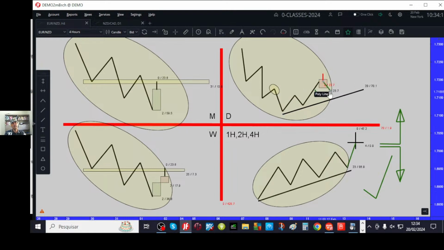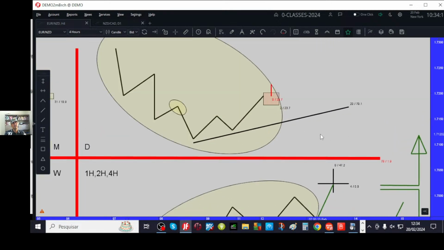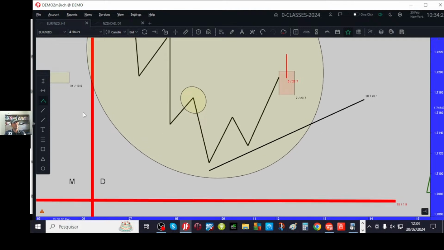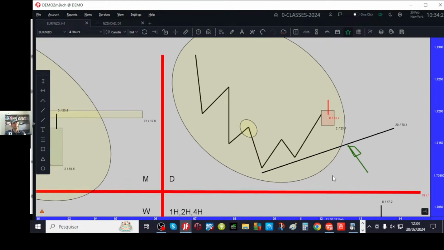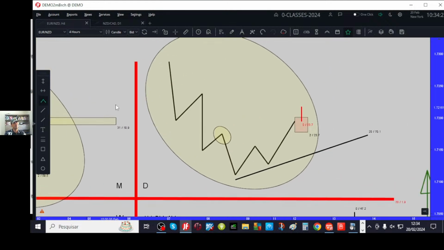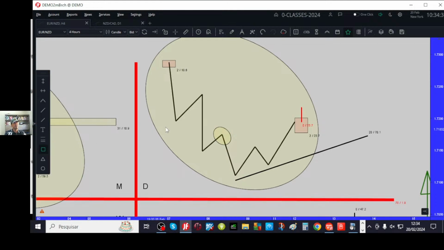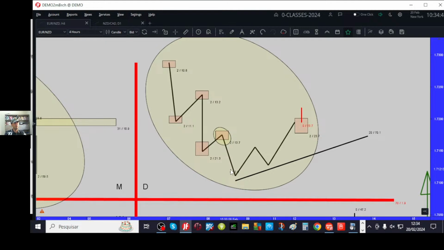Euro dollar, live example a few months ago. Boss, explain. I'm going to explain right now. If this is the daily chart and this is the relevant high, this is the relevant low, extension, this is the relevant high, retracement, this is the relevant lower low, extension, this is the relevant high, retracement, this is the relevant lower low, all right?